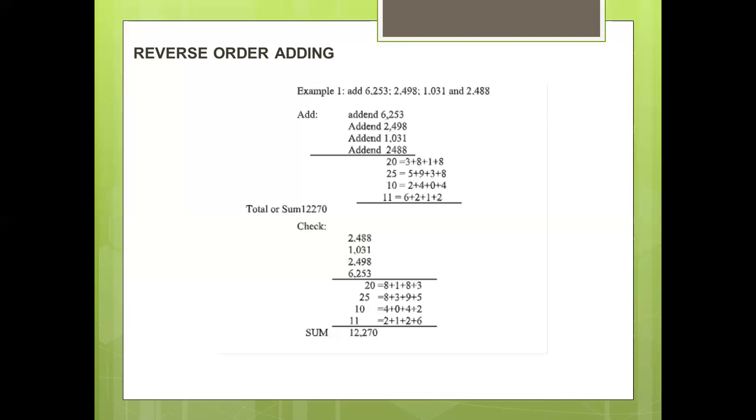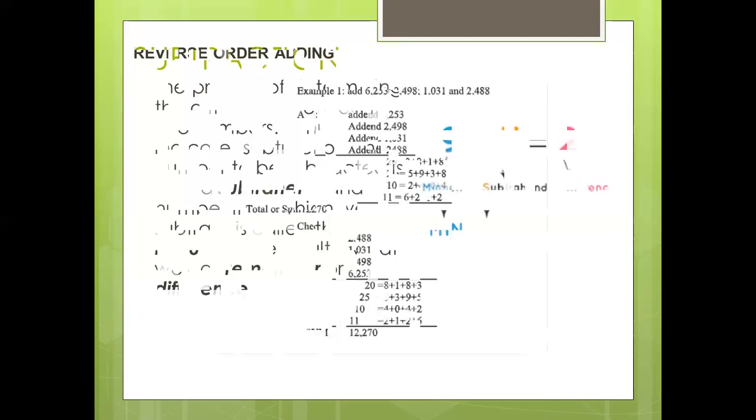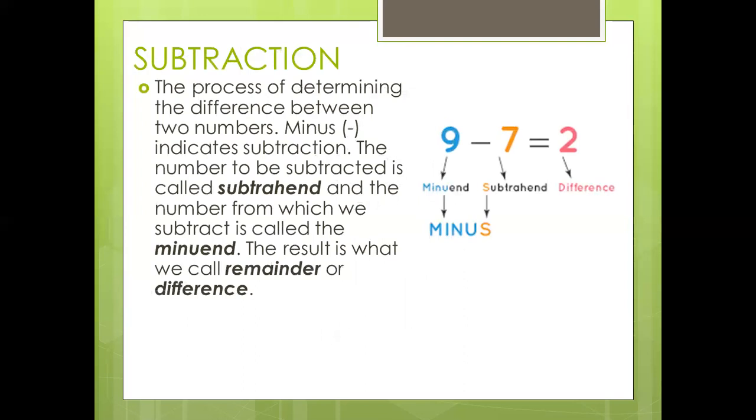So let's go to our second fundamental operation, which is subtraction. Subtraction is the process of determining the difference between two numbers. So we have minus, which indicates subtraction, and the number to be subtracted is called the subtrahend, and the number from which we subtract is called the minuend. The result is what we call the remainder or difference.